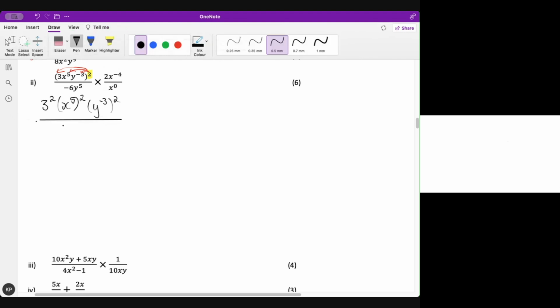Okay, there's nothing we can do in the denominator here, so it's 6y to the power of 5 times 2x to the power of negative 4. What can we do with this denominator? X to the power of 0, what does that become? A 1. Wonderful.